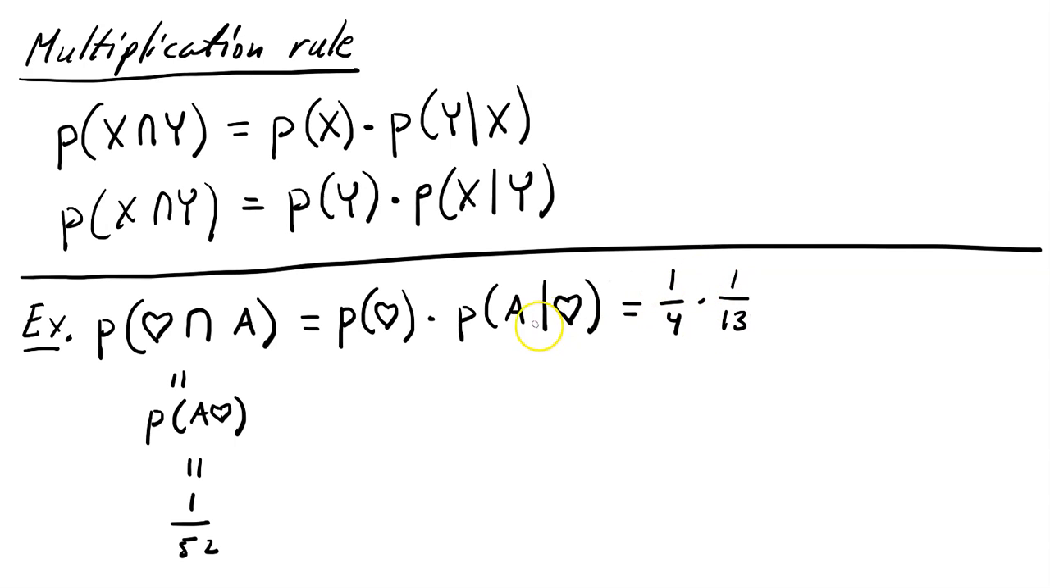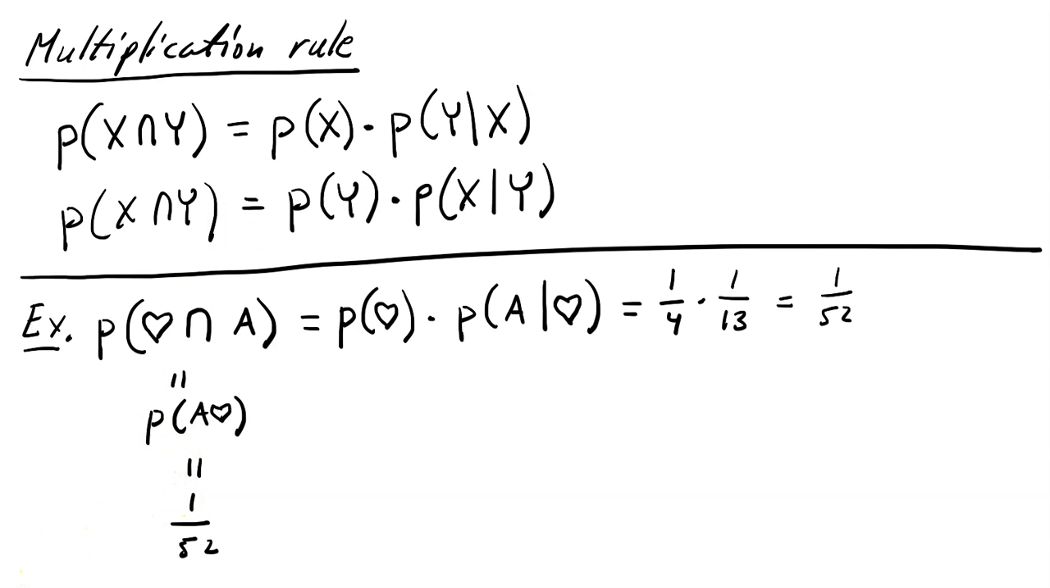So this 1/13 is the probability for getting an ace if you know it's a heart. Then we have to multiply these two, and this is of course 1/4 times 1/13, that's 1/52. So you see that we get the same answer. If we just reason directly or we use the multiplication rule, we will get the same answer. So this is some motivation for why it works, at least, and an example of how it works.